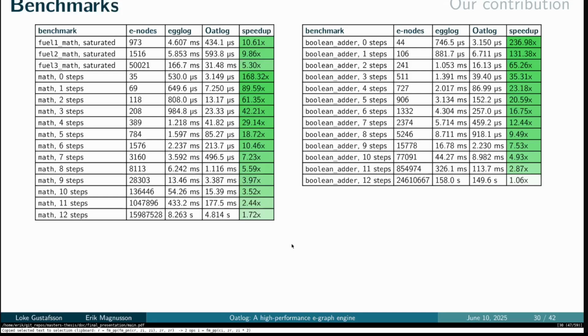Yeah, and maybe we expected that we would reach parity, and that stuff. That could be another outcome. The fact that we have such large speedups is not what we anticipated. Oatlog is still quite high performance because it's written by actual database researchers.